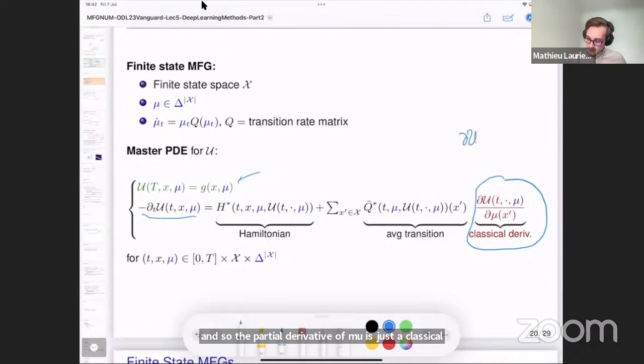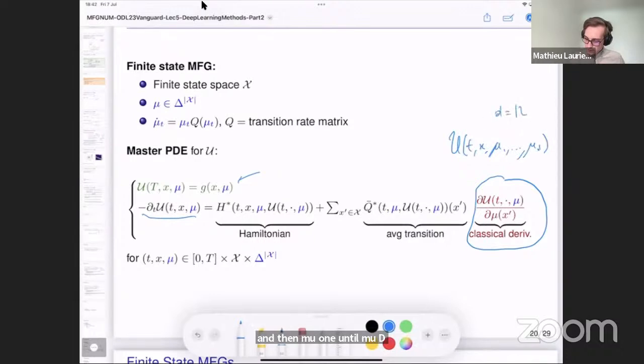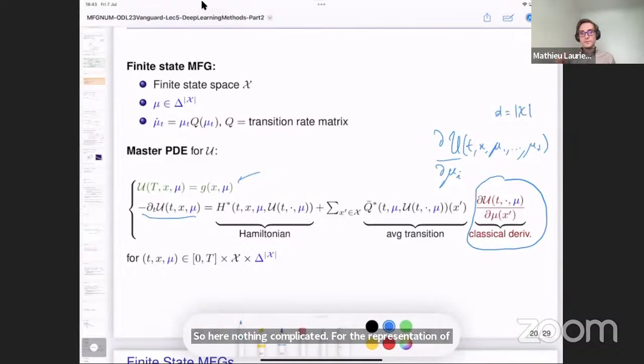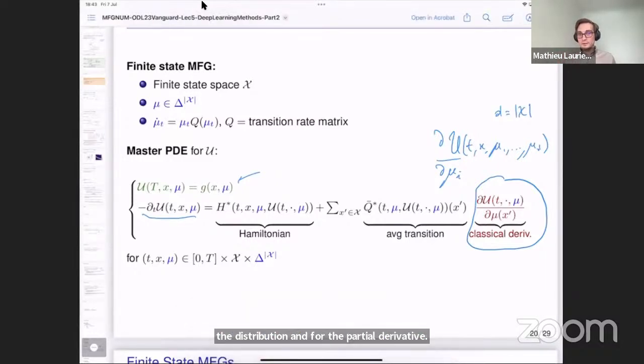So u here, you can view it as u of t, x, and then mu_1 until mu_d if you have d equal to the cardinality of x. Okay, so mu is a vector, and then I can take the partial derivative with respect to mu_i, for example. So here, nothing complicated for the representation of the distribution and for the partial derivative. Everything is classical, so it's a classical PDE.